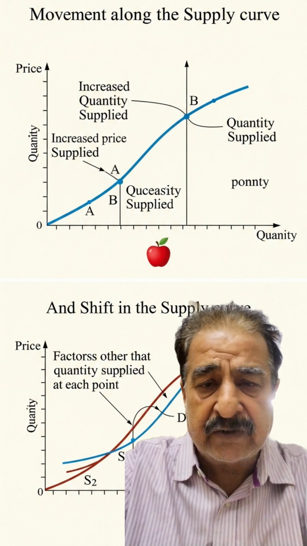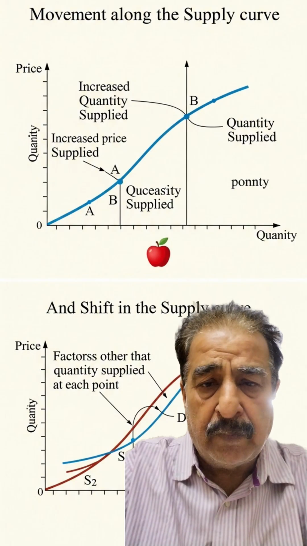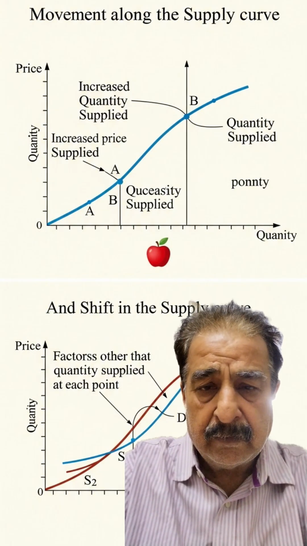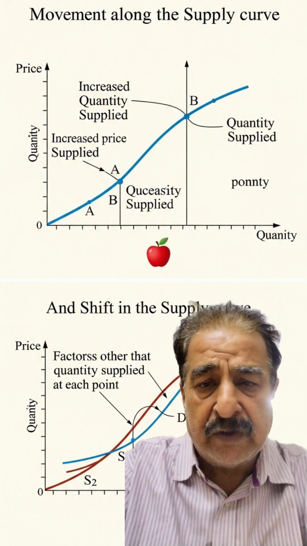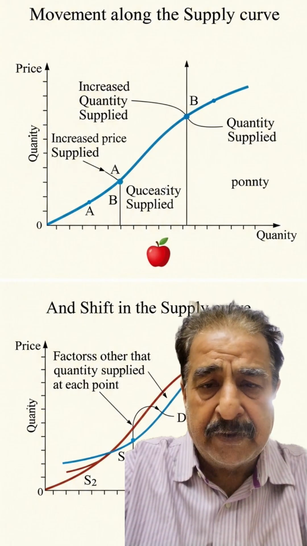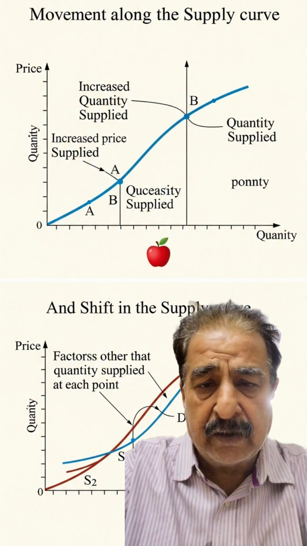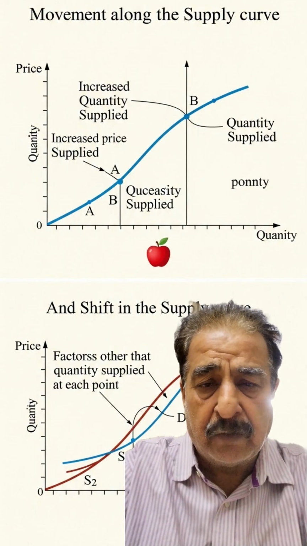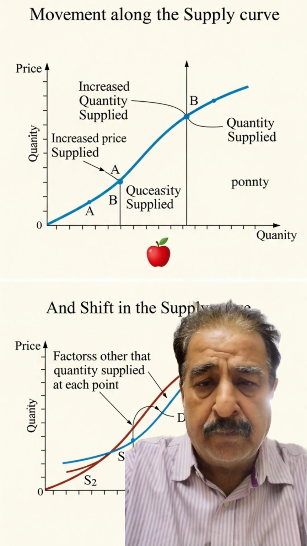Third point is taxes. If the government levies taxes, the supply curve will shift leftward. And if the government reduces the taxes, the supply curve will shift rightward, as it will reduce the cost of production and firm profit will be more.